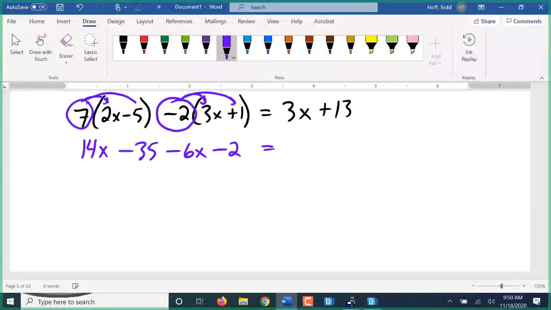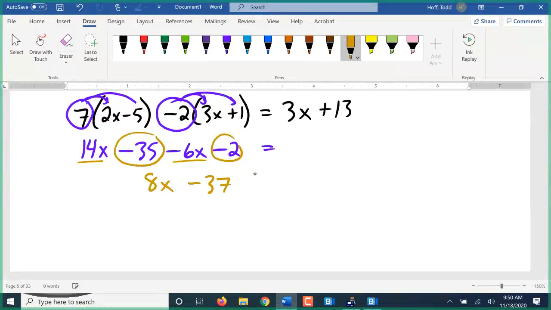There's more to combine here, so let's finish combining on the left side. So 14x and negative 6x make 8x. Negative 35 and negative 2 makes a negative 37. On the right side, there's actually nothing to combine. Just 3x plus 13.